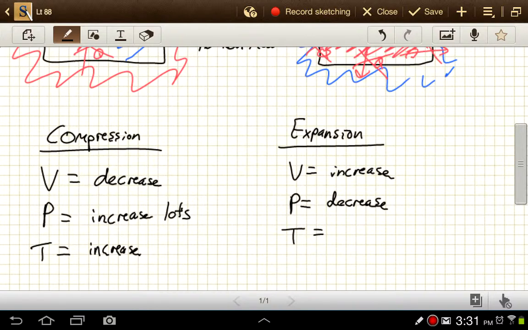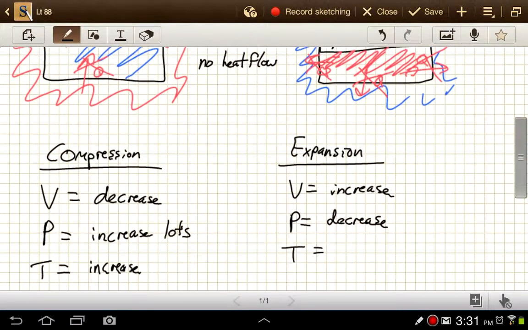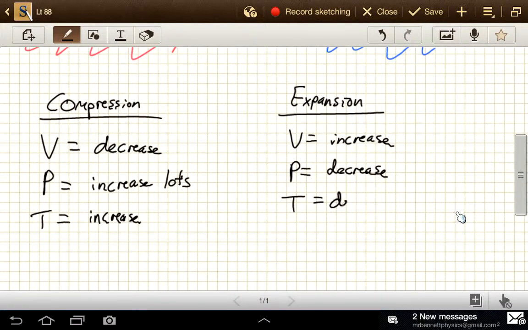So the ping pong ball isn't moving as fast. The air particles or the gas particles, they're not moving as fast. That corresponds with a decrease in temperature.